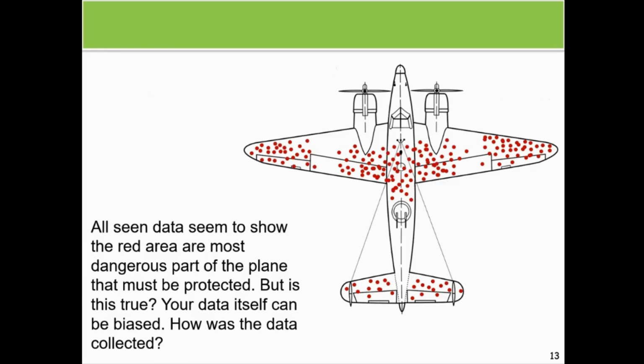So one of the things, going back to the example, is to ask yourself question. So all seen data seems to show that the red spots are the most dangerous area, and therefore, it shows that the red spots where the bullets were, those are the most dangerous area. But actually, what it really means is the red spots are the safest areas. So these are the areas where you can get shot and survive, right? So be careful of data. So how you collect your data and where you collect your data from. So these are some of the questions that you can ask, right?